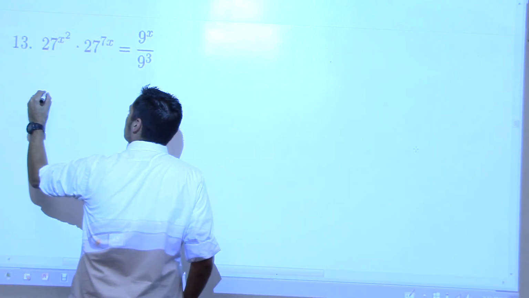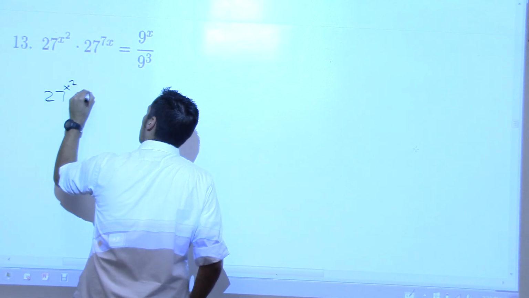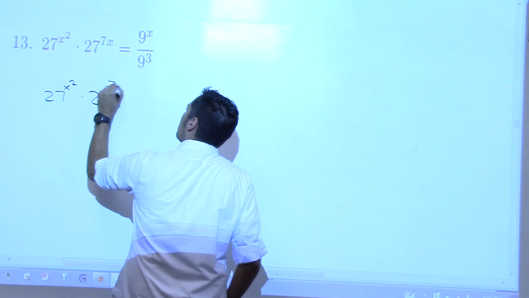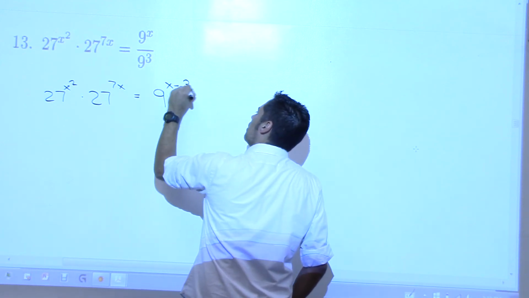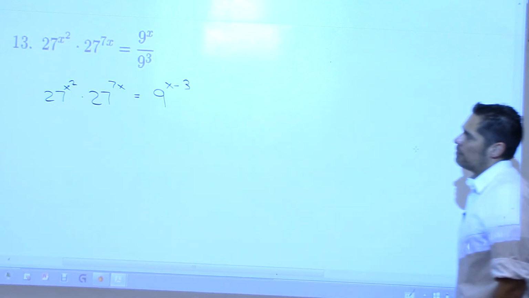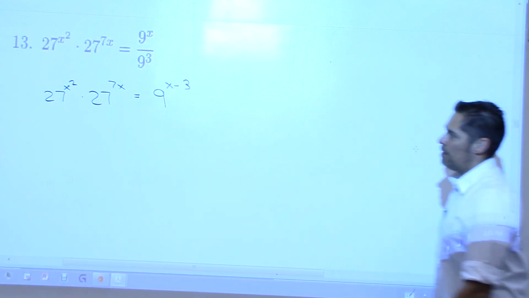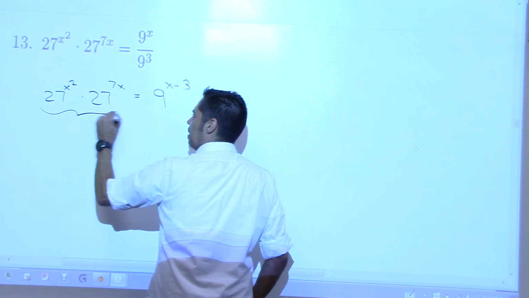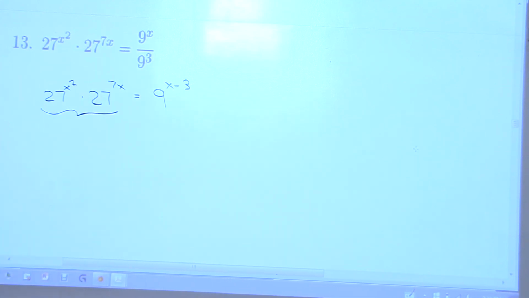Okay, explain how you would do it. So this is 27, and this is this, and then you just add those things. Do you agree with that much? Yes. And then you make it all a similar base. Let me put these two together first. If you have the same base and multiply, you add the exponents.